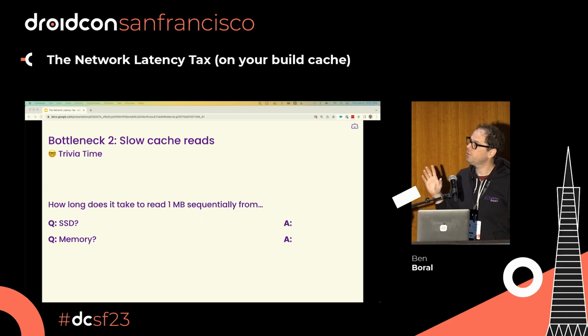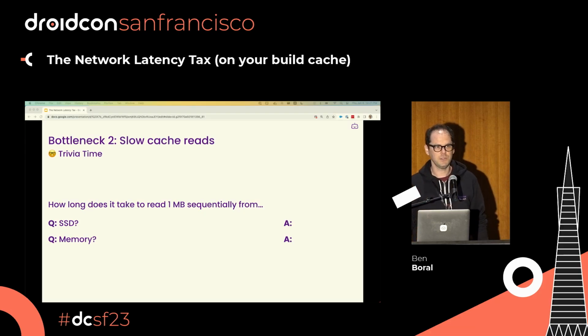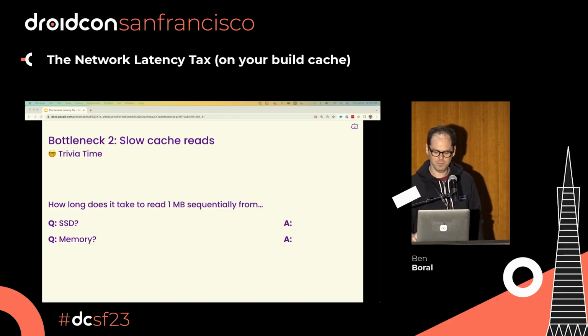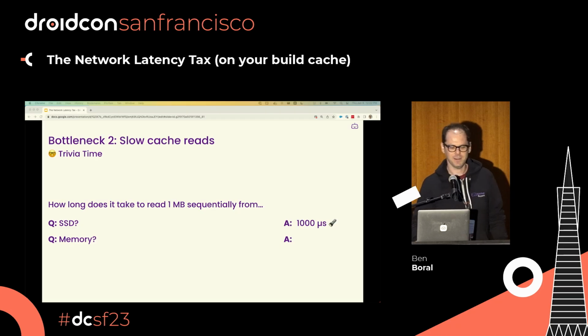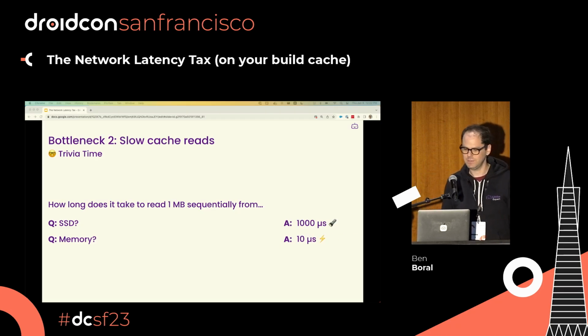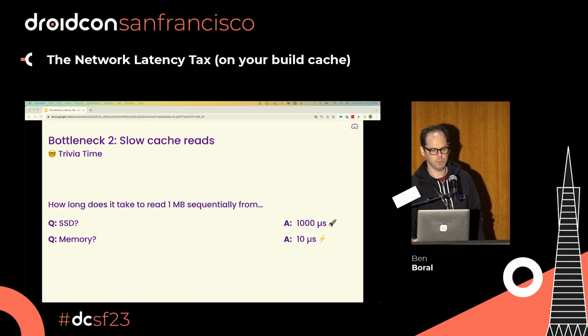So a couple of trivia questions. How long does it take to read a megabyte of data sequentially from an SSD and then from memory? Any guesses? 500 nanoseconds. All right, anybody else? 100 milliseconds? 1 millisecond? All right, we got a winner. 1 millisecond on the SSD. All right, and then on memory, 10 microseconds. So a lot faster, a couple of orders of magnitude.